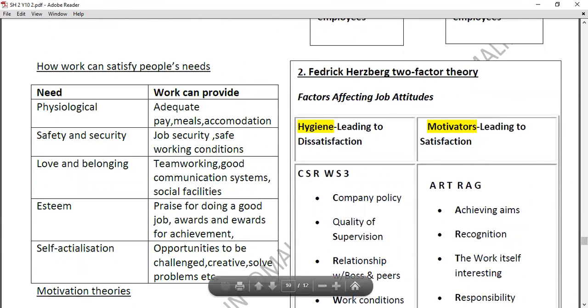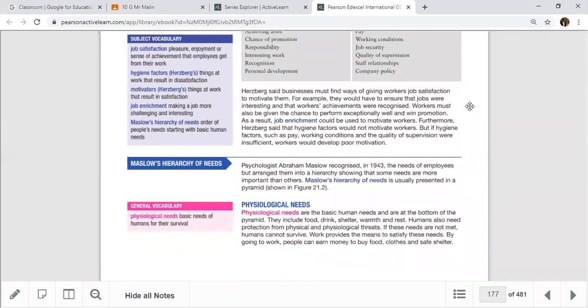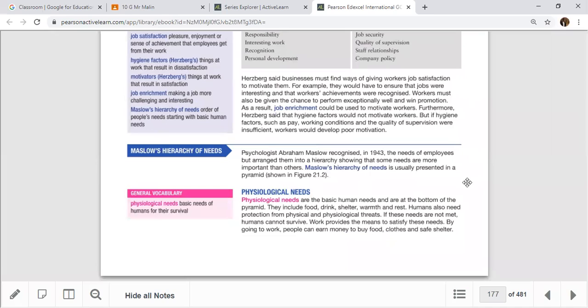Okay. The next discussion is Abraham Maslow's hierarchy of needs theory. The psychologist Abraham Maslow recognized in 1943 that the needs of employees can be arranged into a hierarchy, showing some needs are more important than others. This is called Maslow's hierarchy of needs. It is usually presented as a pyramid, right? So I'll show you the pyramid.